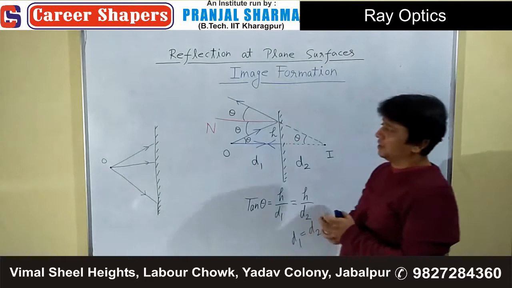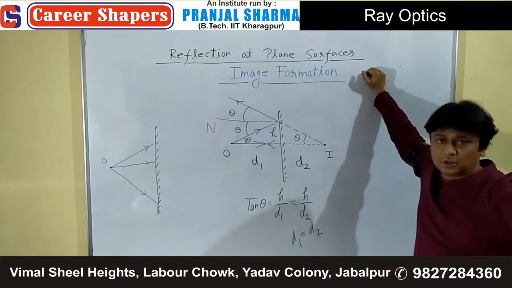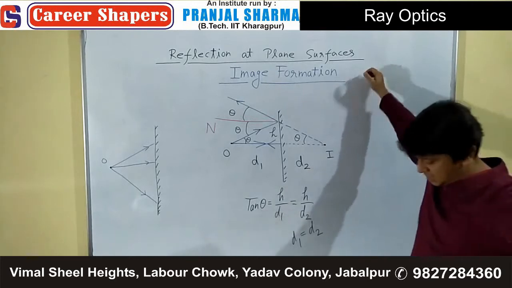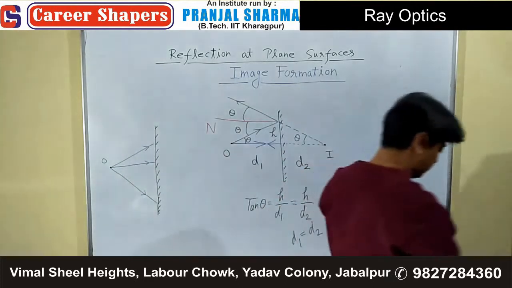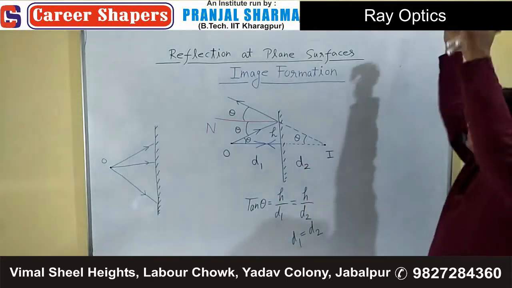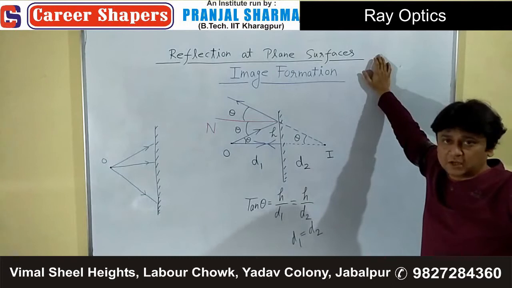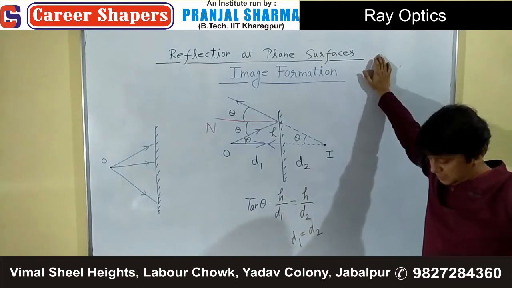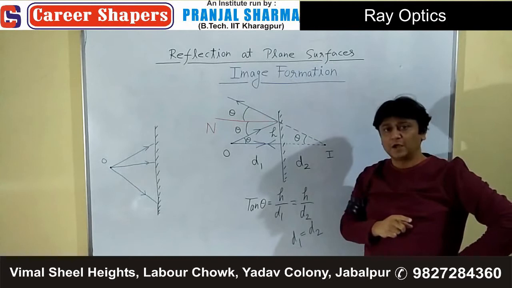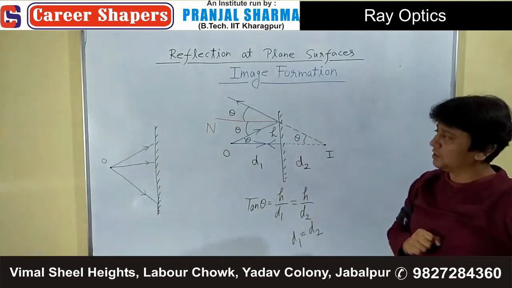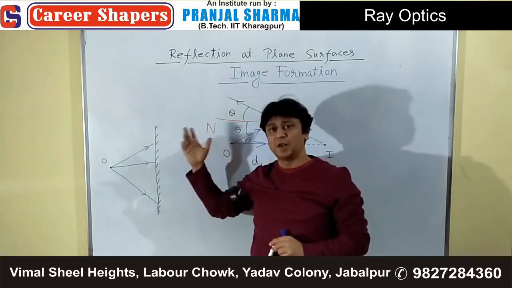Write down the question. Prove that all the incident rays after reflection from a plane mirror meet at the same point. When I say meet at the same point, in other words, I'm asking you to prove that you will get a unique image. Unique image means if you get multiple intersections of reflected rays, you will get multiple images.